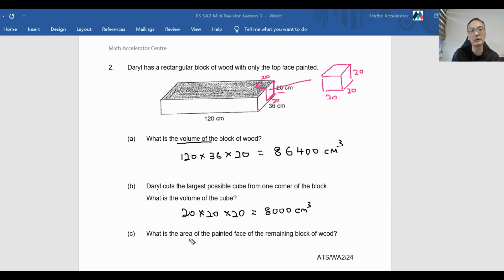Part C. What is the area of the painted faces of the remaining block of wood? Only the top face is painted. So we have to find what was there at first and what's left after, right? Let's do part C over here. Now, at first, what is the area that's painted? So area at first. The area at first is 120 times 36, and that will give us 4320.